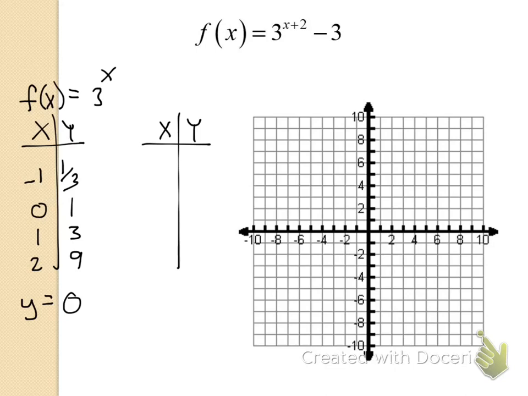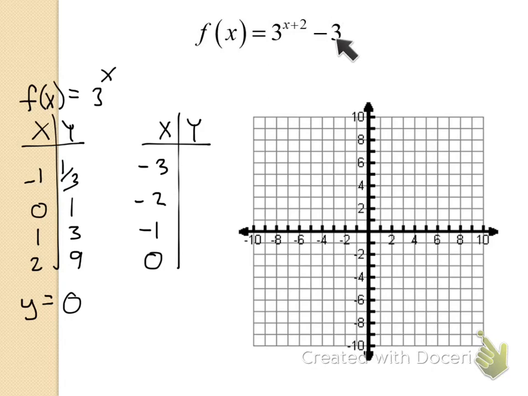So, what does this x plus 2 do? It shifts it which way? Left, how many? So this -1 is now -3. Nice. What's the 0 become then? -2. The 1 becomes -1. The 2 becomes, okay.